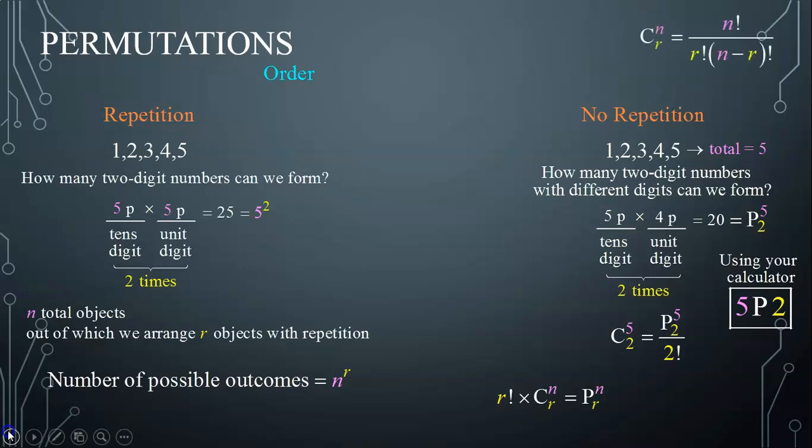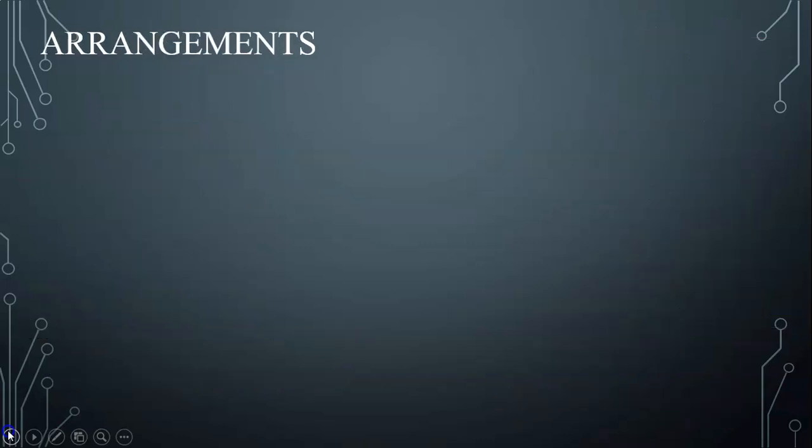Recall the formula for combinations. Multiplying that by r factorial cancels out the r factorial at the denominator, leading to P r out of n equals n factorial divided by n minus r factorial, which is the formula used to find the number of permutations without repetition. Now, what are arrangements?